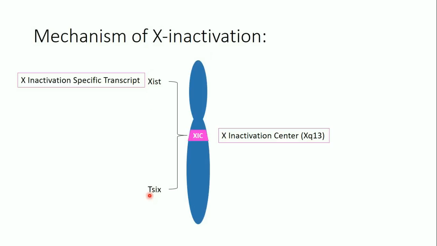Even from the name, Tsix is the opposite of XIST. If you read it from right to left, it's Tsix, because Tsix is the antisense of the XIST, which occurs on the other strand of DNA. And like the XIST plays the principal role in X inactivation, while the Tsix plays an opposite role, and Tsix overlaps the region of XIST.